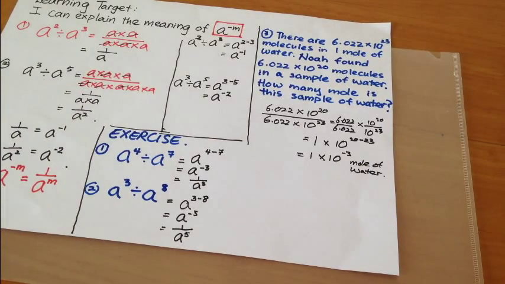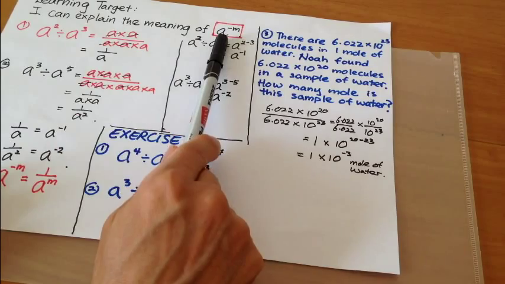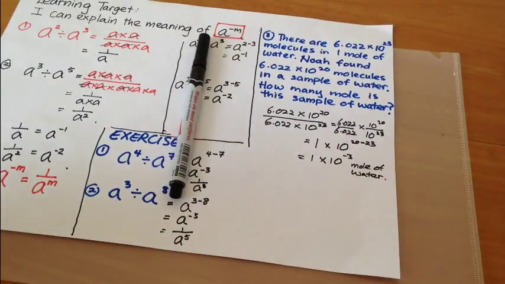I hope that you have enjoyed this lesson, and I hope that you have attained the target of being able to explain to another person what it means to have a to the power of negative m.